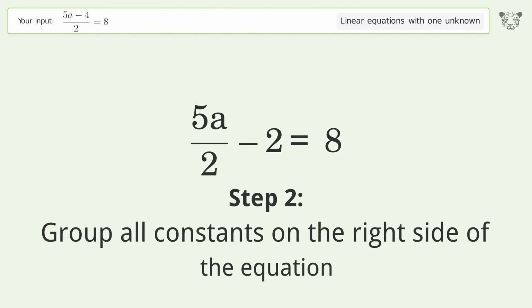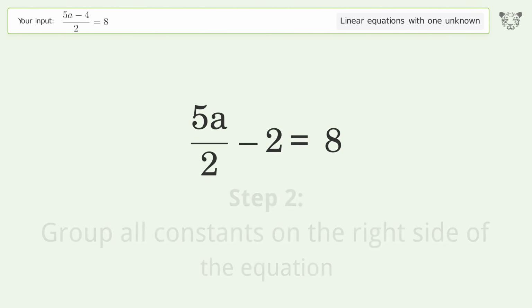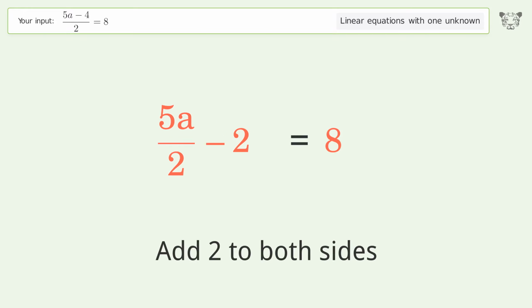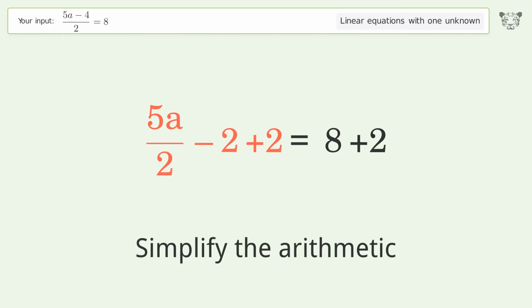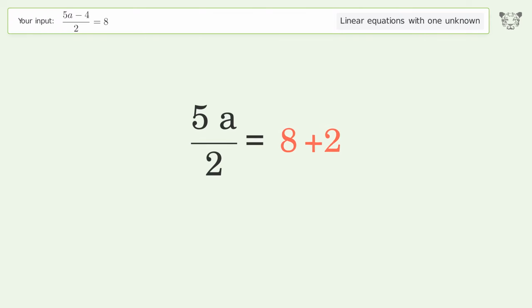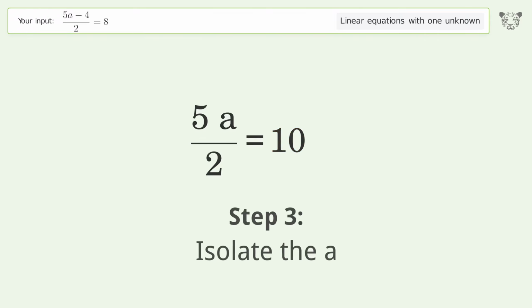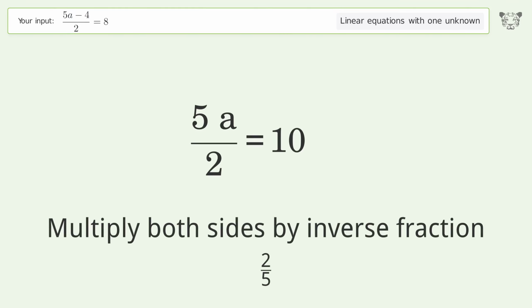Group all constants on the right side of the equation. Add 2 to both sides. Simplify the arithmetic. Isolate the a. Multiply both sides by inverse fraction 2 over 5.